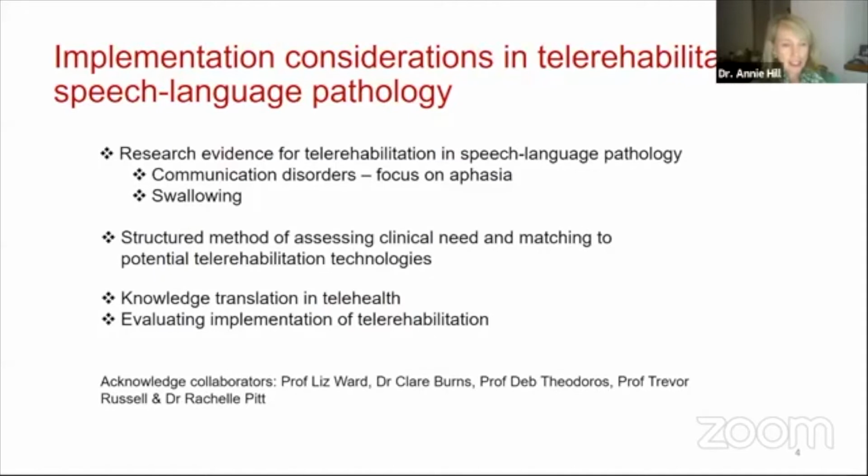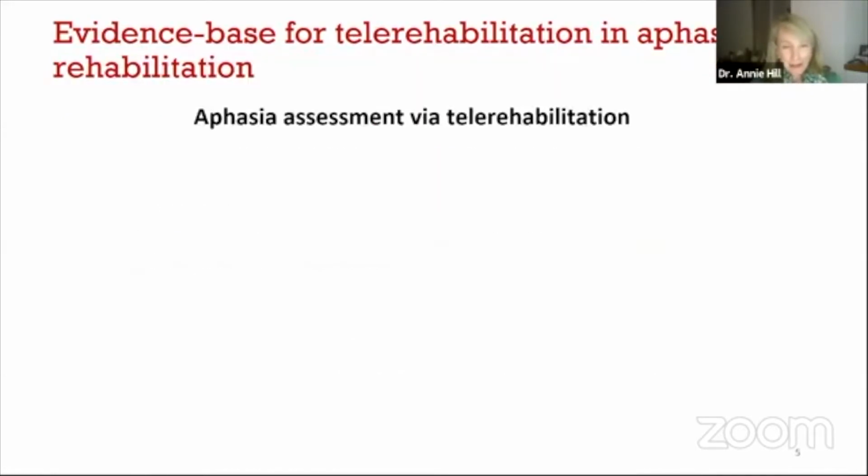And I'd just like to acknowledge the work done by all of my colleagues in this area. So this is the bit I'm going to fly through.